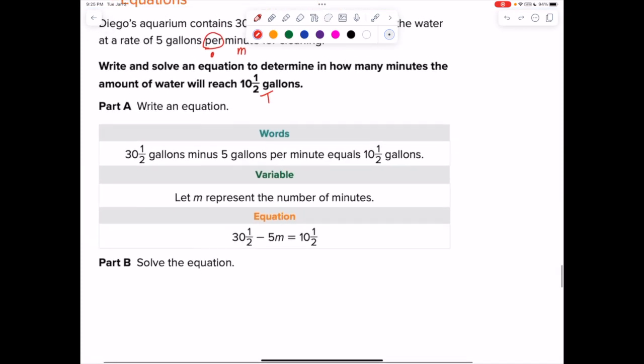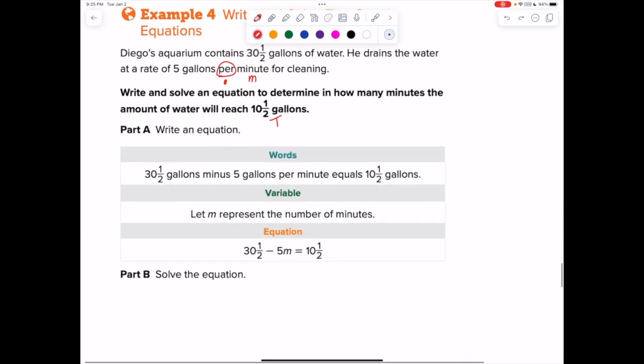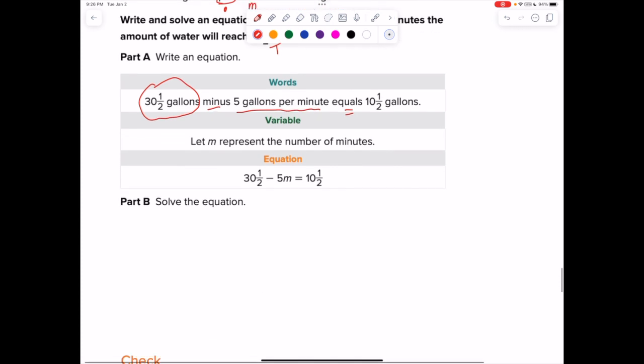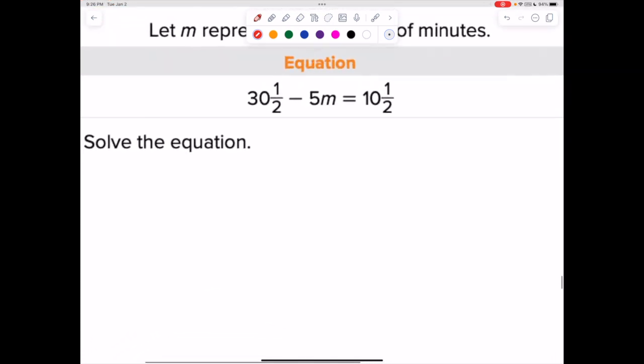So you can see what they did here. We started at 30½ gallons, and we're subtracting the 5 gallons per minute to equal the 10½ gallons. So you have to sort of think through what's going on in the story. They want M to represent minutes, which is what I guess they would do. And there's the equation we have as a fraction. So let's go ahead and solve this equation. I think we can probably fit it in right here.